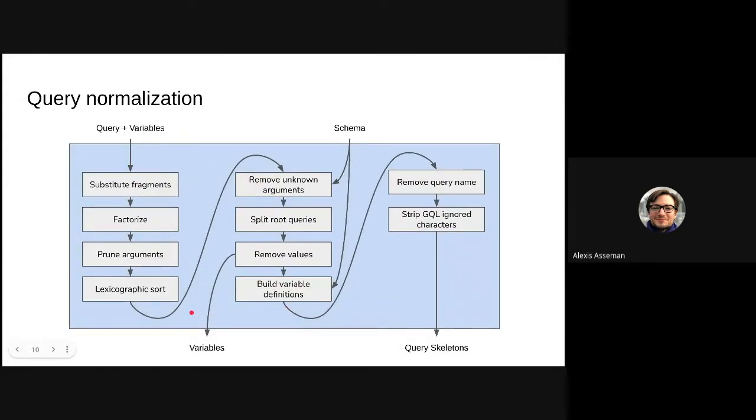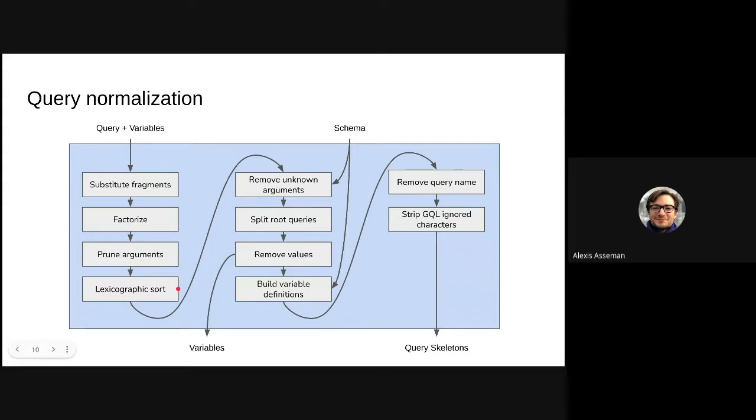Query normalization is quite complex, as you can see, many boxes. But the gist of it is that we ingest the query plus the variables, and then we substitute fragments. We then factorize. That's when you have multiple selections with the same name, you put them together. We prune the arguments. It turns out that in GraphQL queries, you can repeat the same argument multiple times. Only the first one counts, so we prune the extra ones.